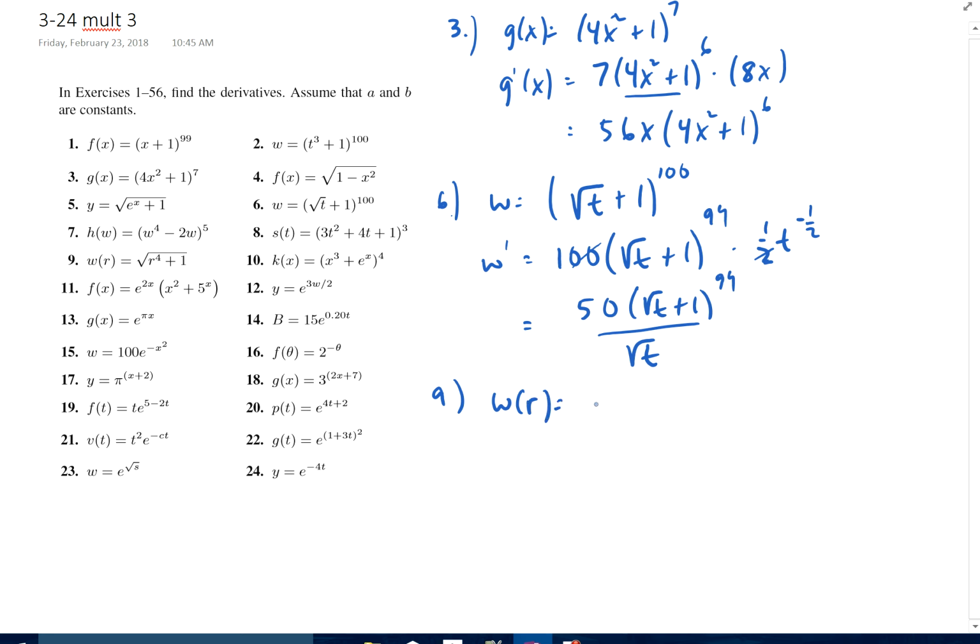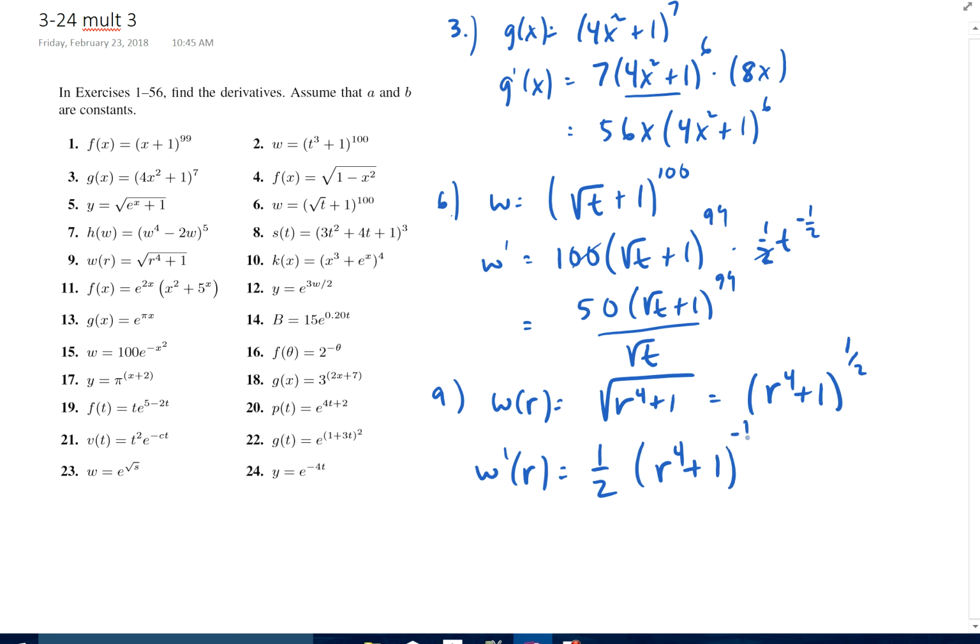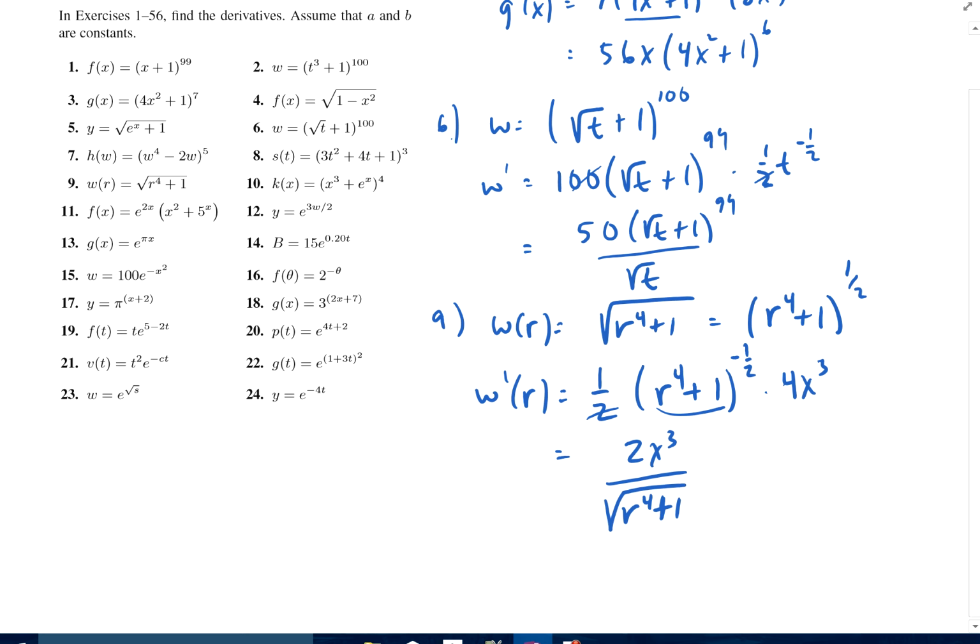9. w of r equals square root of r to the 4th plus 1. You've got to think of that as (r to the 4th plus 1) to the 1/2 power. So w prime of r is 1/2 (r to the 4th plus 1) to the negative 1/2, and then times the derivative of the inside, 4r cubed. The 2 cancels with 2 of those, so I get 2r cubed over the square root of r to the 4th plus 1. Okay, that just makes the answer look a bit nicer.